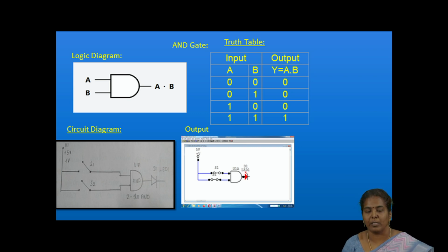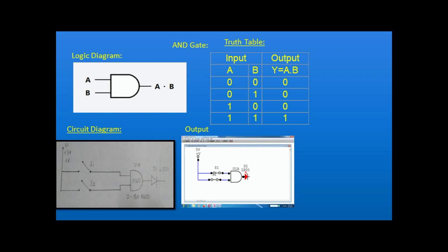What are the inputs for the truth table? 0 0, 0 1, 1 0, 1 1. We can say 0 and 1: 1 is the on state, 0 is the off state. We can say low value or high value, true or false, but here we say low value and high value. 0 is the low value and 1 is the high value. Here we can see the truth table from the diagram.